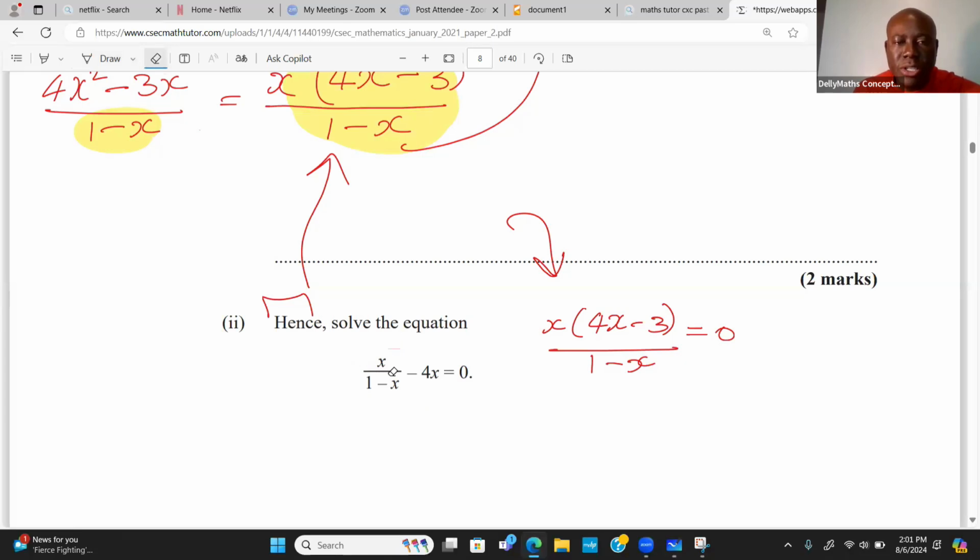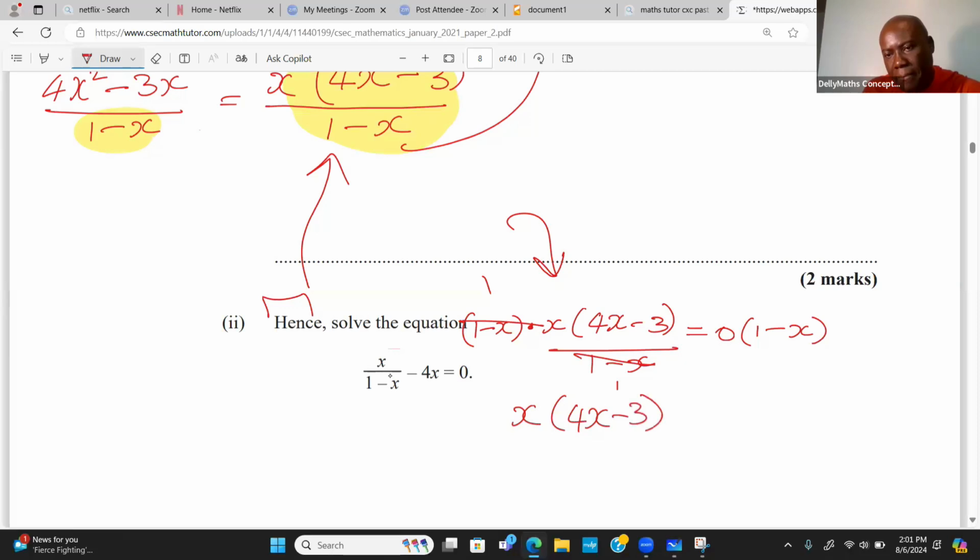What we're going to do is multiply both sides by the fraction. We want to get rid of the fraction, so I'm going to multiply both sides by 1 minus x, just the same for balancing. On my left side, this 1 minus x cancels the 1 minus x there. So what we're left with is x into 4x minus 3. And 0 times anything is still 0, right? So that's what we have right there.